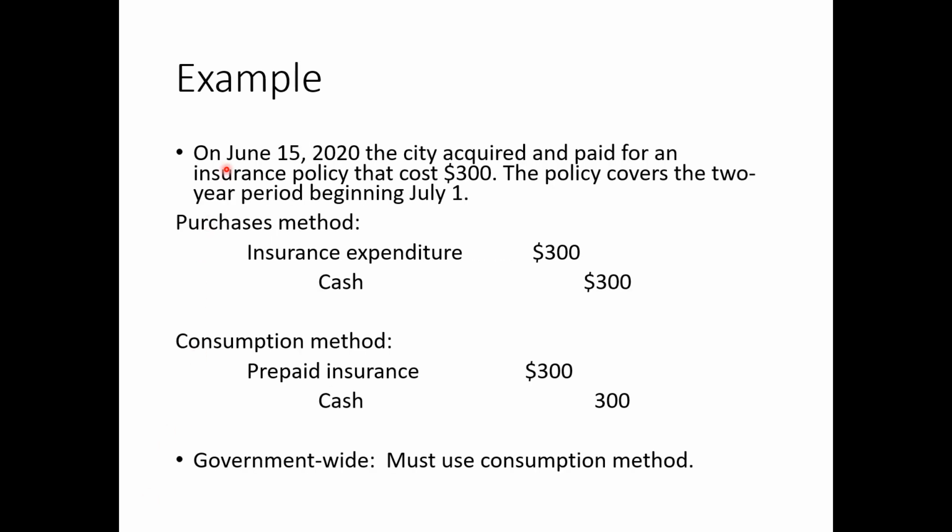Examples. On June 15th, 2020, the city acquired and paid for an insurance policy costing $300. Obviously this is a prepayment. The policy covers a 2-year period beginning July the 1st. The purchase method will record expenditures immediately, but under the consumption method, it's recorded as an asset first. That's a difference.